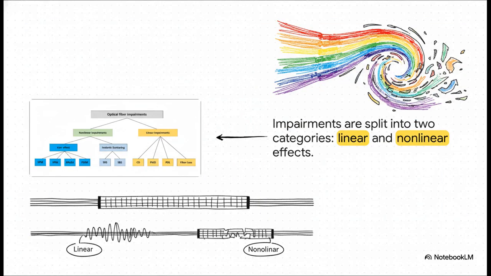So it turns out this degradation, or impairments as the experts call it, basically falls into two main camps. First, you've got linear effects. An easy way to think about this is like a race where different colors of light are the runners. They all start at the same time, but they travel at slightly different speeds, so they arrive all smeared out. Then you've got the really tricky ones, the nonlinear effects. For this, imagine a speaker turned up so loud that the sound itself starts to get distorted. It's kind of like that, where the sheer intensity of the light signal starts messing with itself.